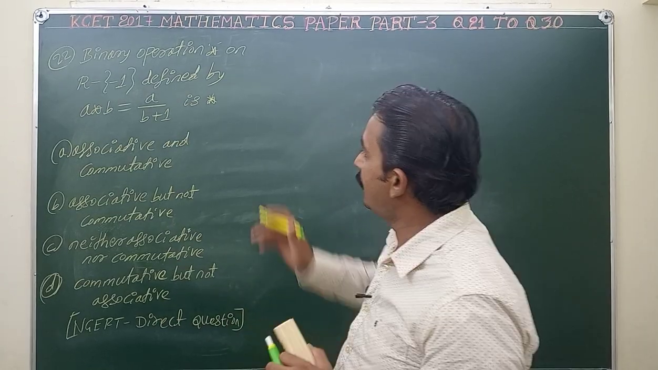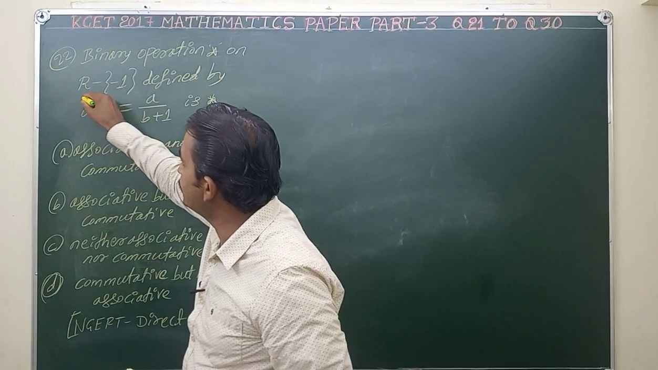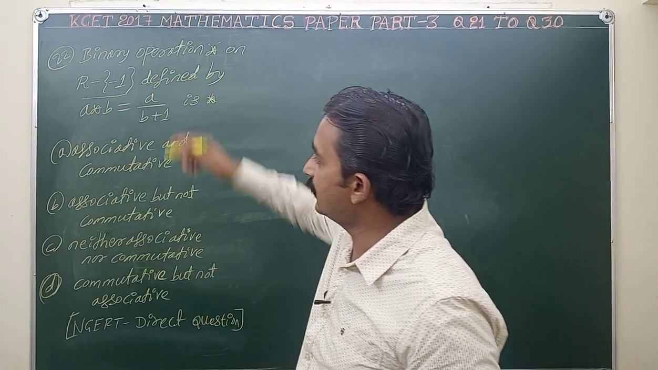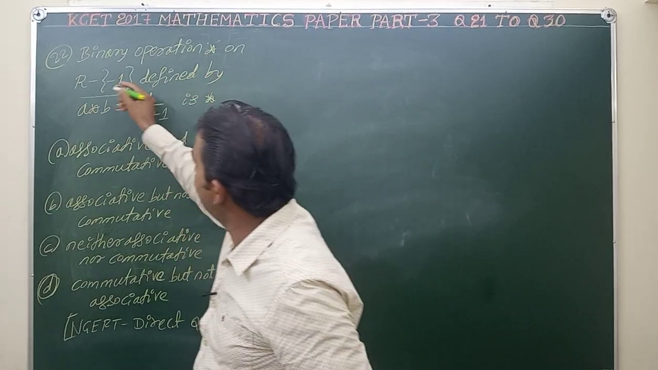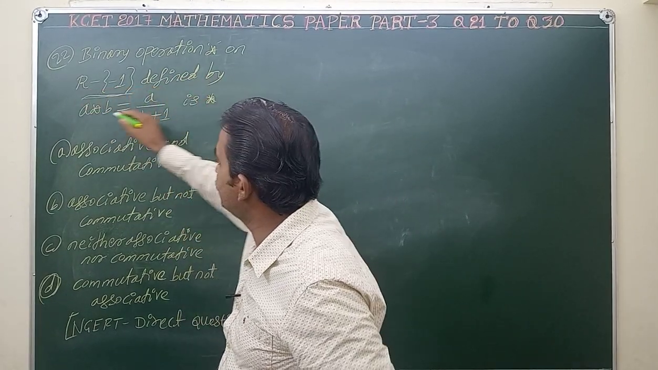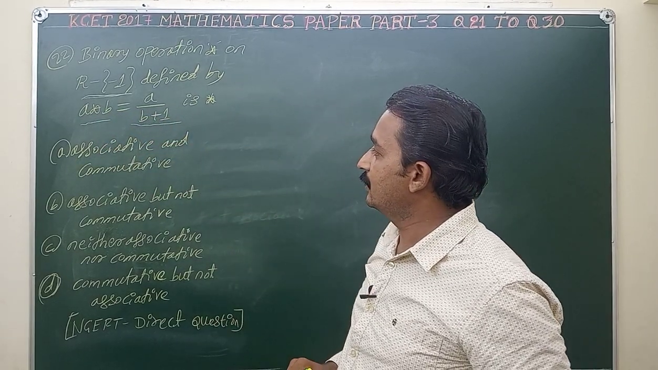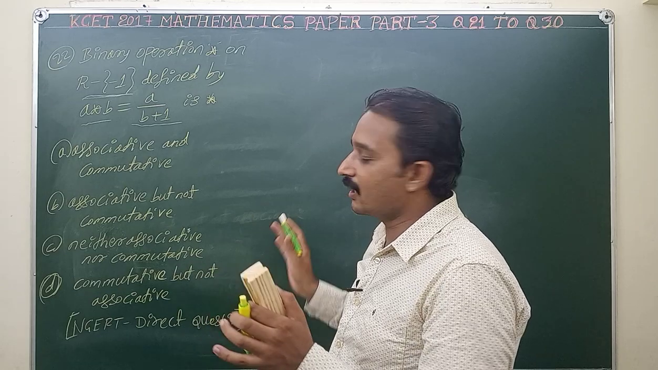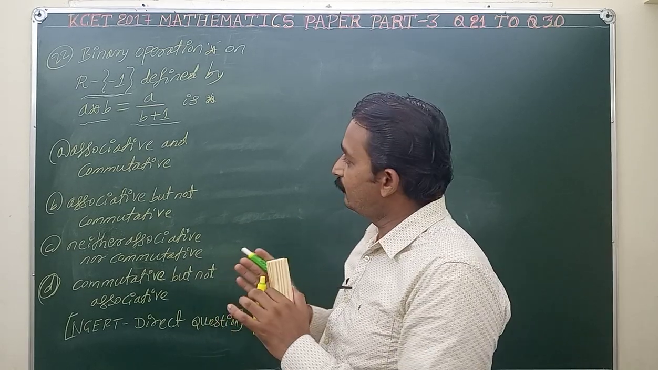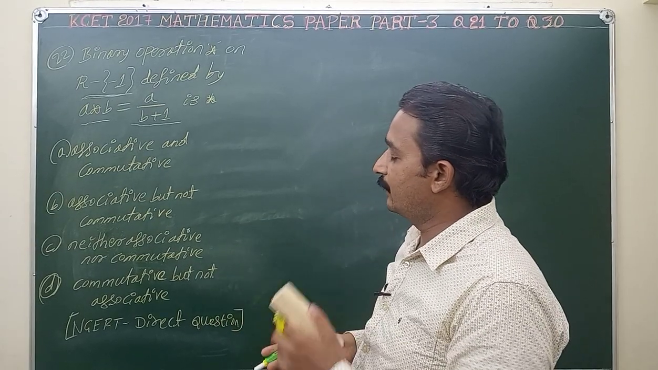In this case, the binary operation star on R minus {-1}, all real numbers except minus 1, is defined by a star b is equal to a divided by b plus 1. So this is neither associative nor commutative. We have to prove this by using an example.